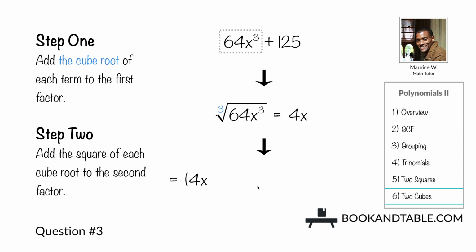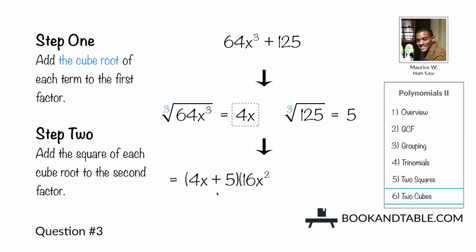In question number 3, we were given 64x cubed plus 125. Step 1, add the cube root of each term to the first factor. So we take a look at our first term, 64x cubed. The cube root of 64 is equal to 4, and the cube root of x cubed is equal to x. So 4x is the first term in our first factor. We then look at positive 125. The cube root of 125 is equal to 5. So our first factor is 4x plus 5.